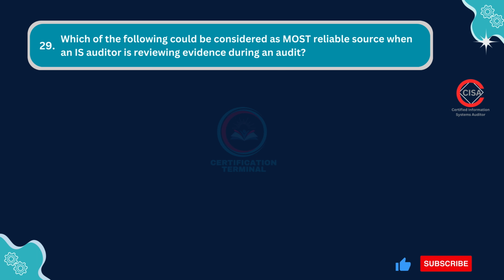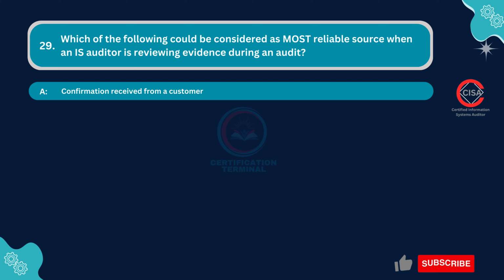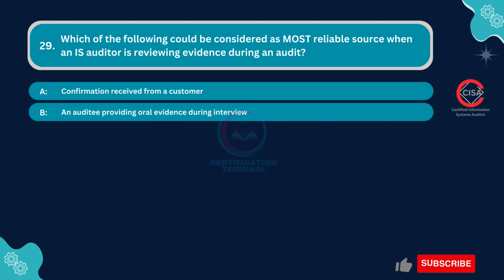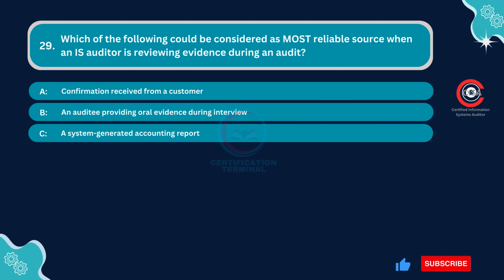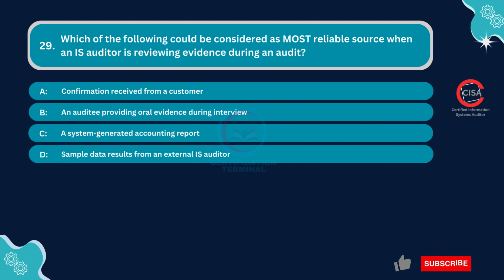Question number 29. Which of the following could be considered as most reliable source when an information security auditor is reviewing evidence during an audit? Option A, confirmation received from a customer. Option B, an auditee providing oral evidence during interview. Option C, a system-generated accounting report. Option D, sample data results from an external information security auditor.